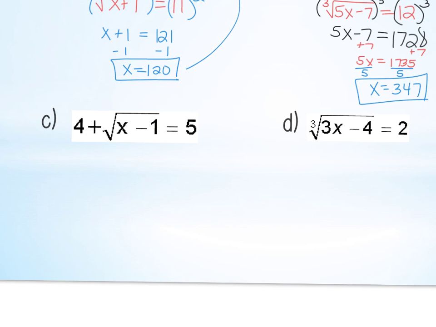All right, so what's the first step to isolating the square root in C? Subtract the 4, and 5 minus 4 without a calculator is 1. Look at you. You guys are so smart. Okay, now if I want to get rid of the square root, what do I do? Square. Square both sides. What is 1 squared?